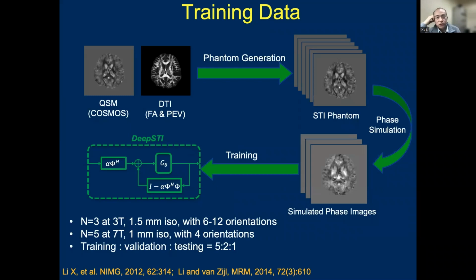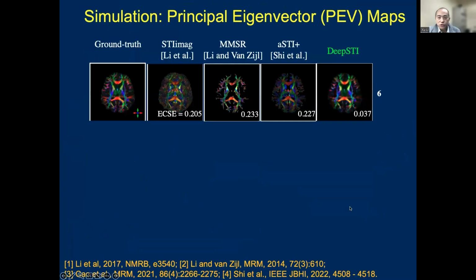Because it's quite challenging to obtain a high quality human STI in vivo. We created this STI brain phantom based on available COSMOS data and diffusion measurement. And then we simulated the field change, and used the simulated field change and the STI phantom as a training data pair for the network.